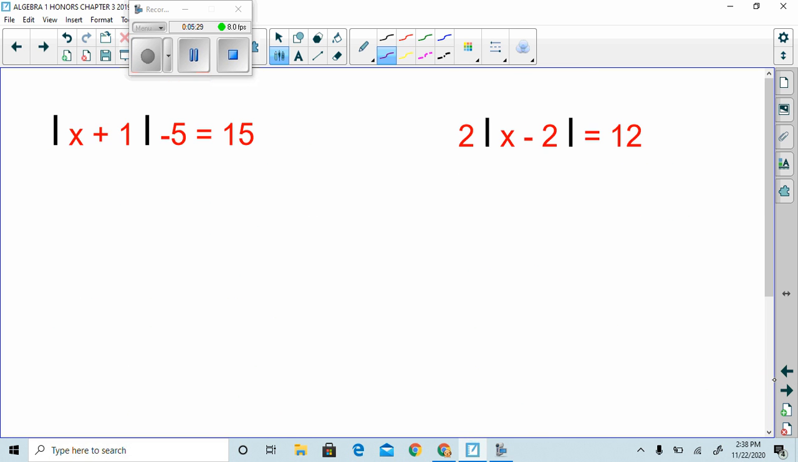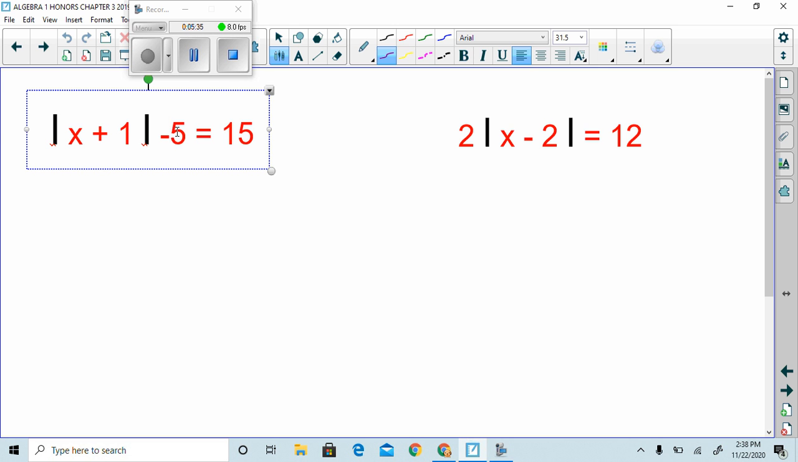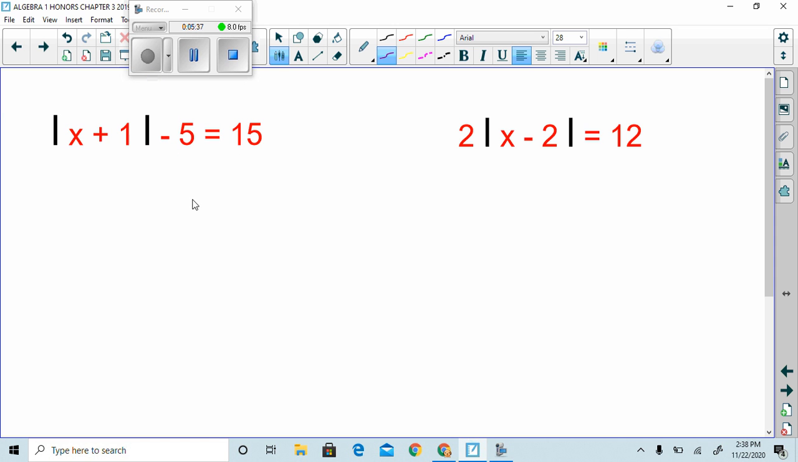Now, I did mention that sometimes you have to be sure that your absolute value expression is isolated. And here's an example where it's not. I highlighted the absolute value symbol, and you're noticing that there's something being subtracted from the absolute value expression. So the first thing we need to do is add 5 to both sides, because again, our goal was to isolate the absolute value symbol. Now that I've isolated it, I can write those two equivalent equations.